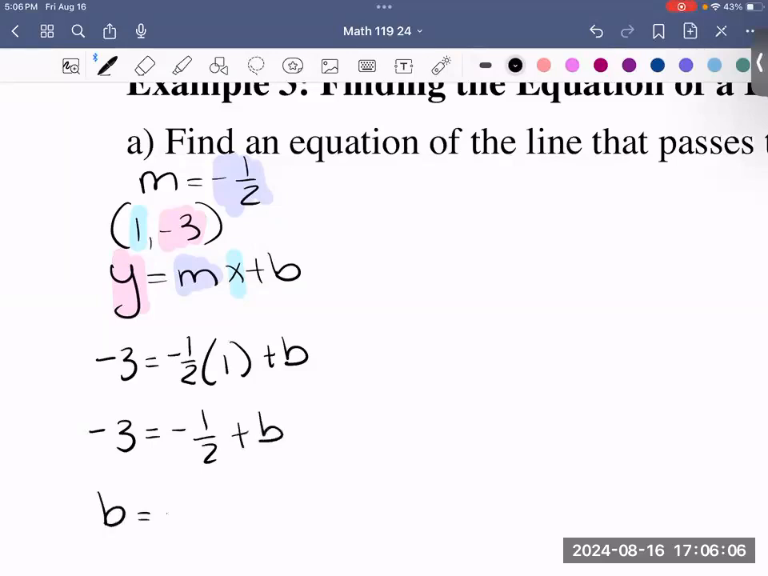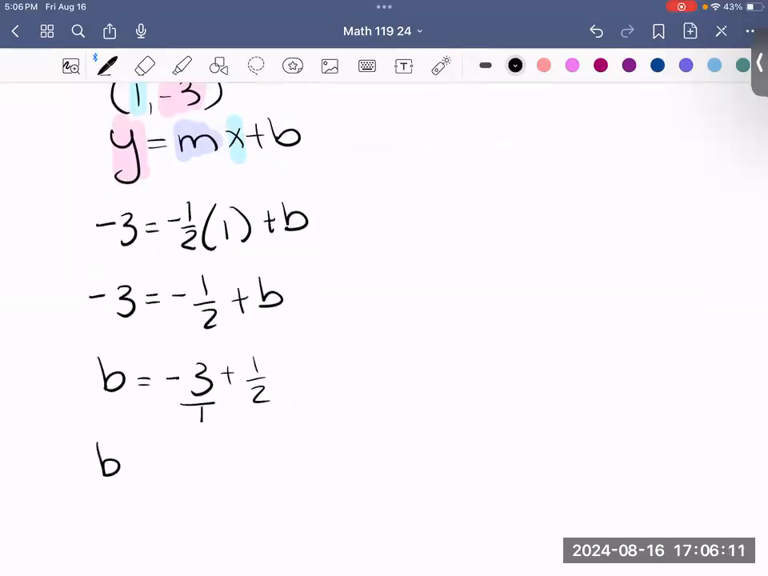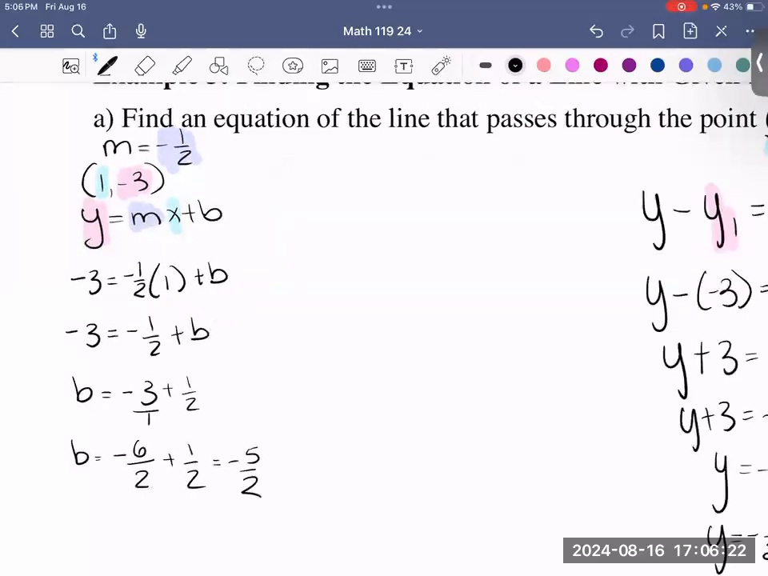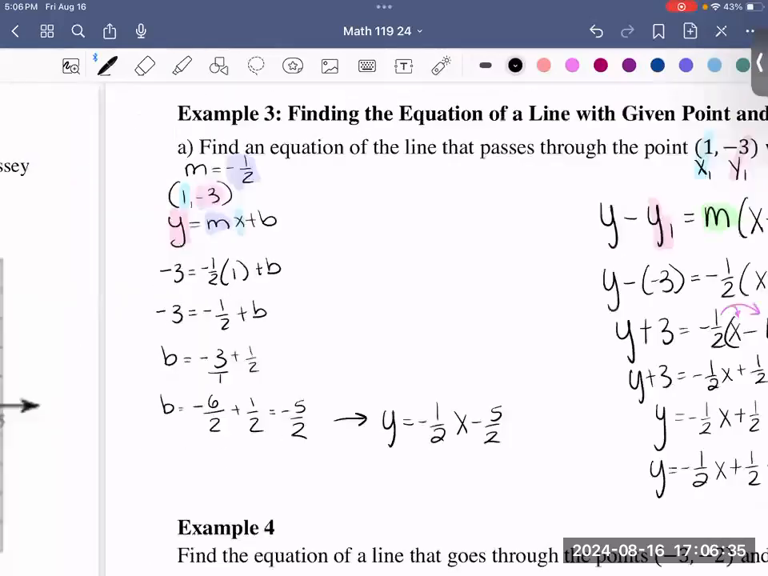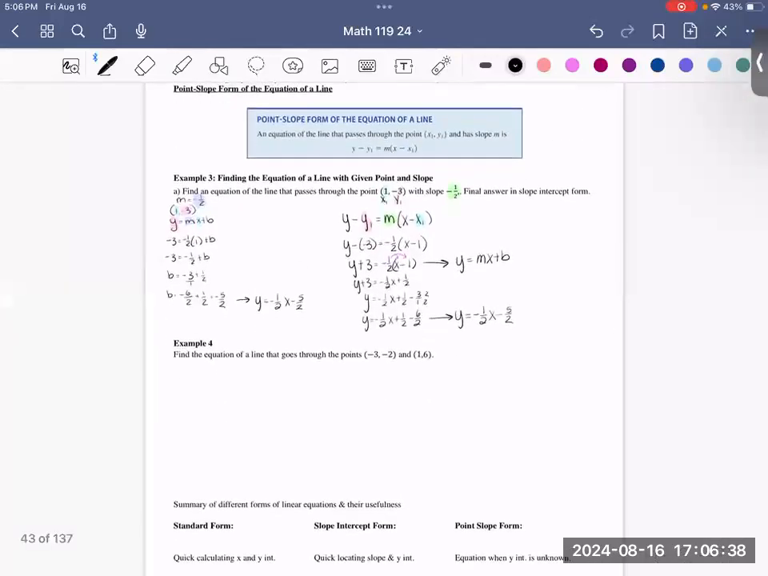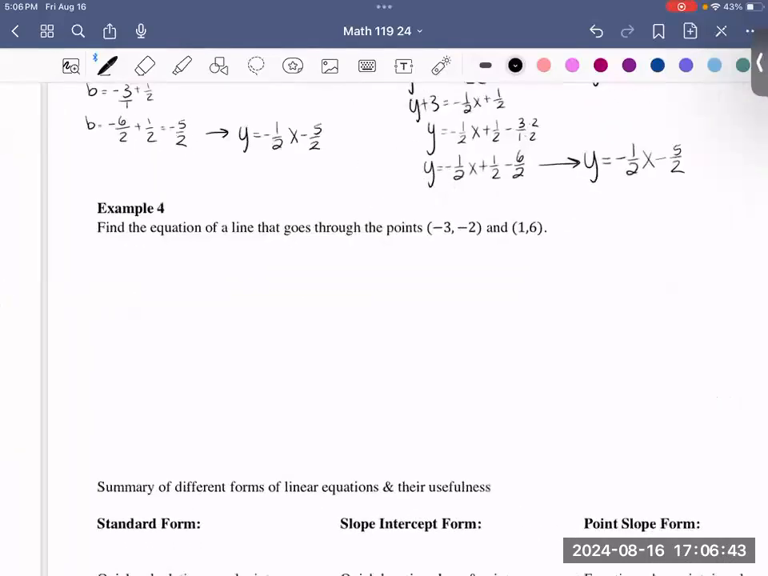So b is equal to -3 plus 1/2. Common denominator, we already said this is going to be 6/2 plus 1/2. So -5/2. So notice that this kind of negates having to distribute and pull things over, but it'll come up with the same exact answer. Y is equal to -1/2 x minus 5/2. So please, please, please, I don't care which way you do it, just pick a way and get really good at it. So let's look at example 4, our final example.